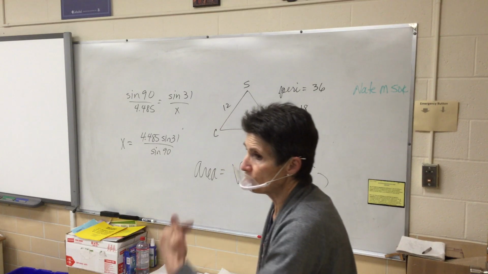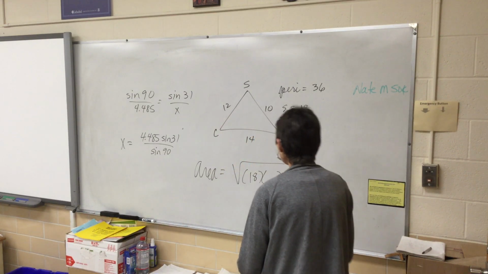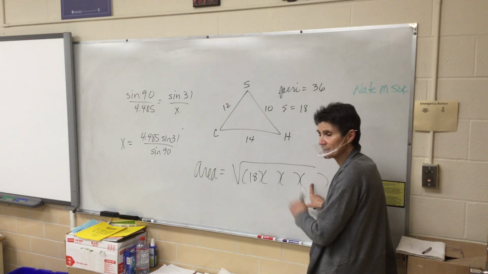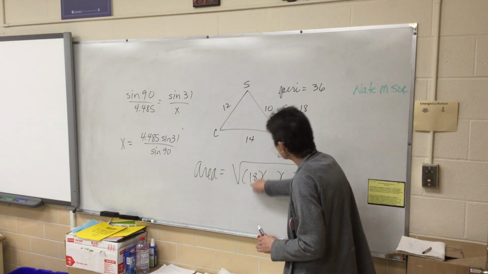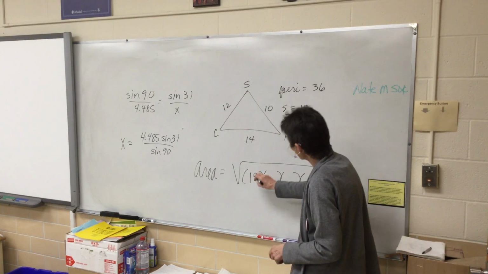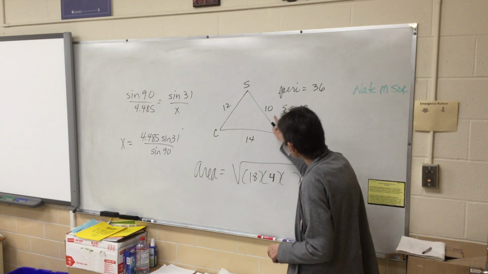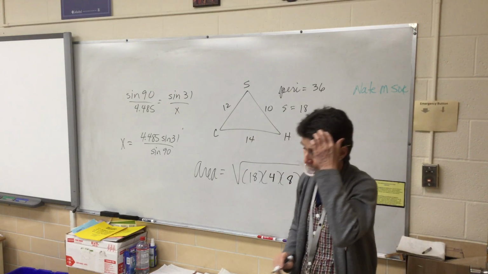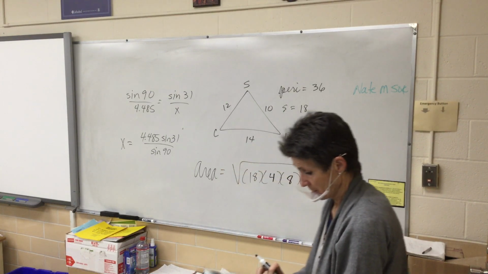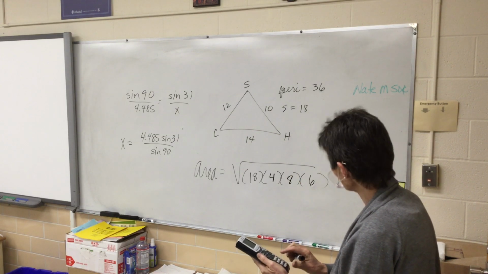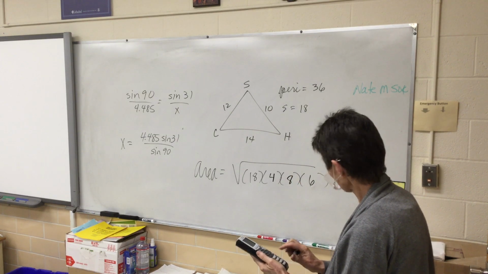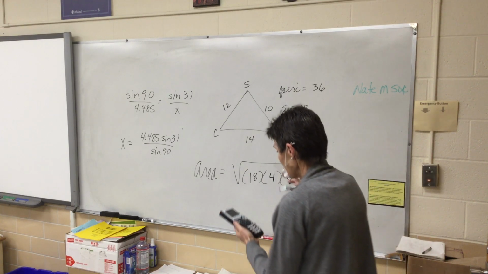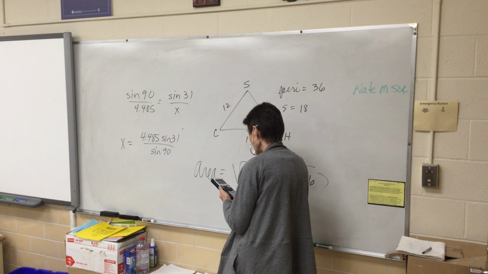Now, over and over again, kids try to put the 12, the 10, and the 14 in here. That is not what goes in there. You have to take 18 minus each of those. So 18 minus 14, 18 minus 10, 18 minus 12, in any order. Then we multiply them all together. Take the square root. I got 58.79.